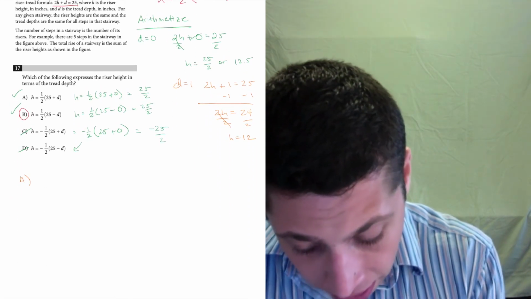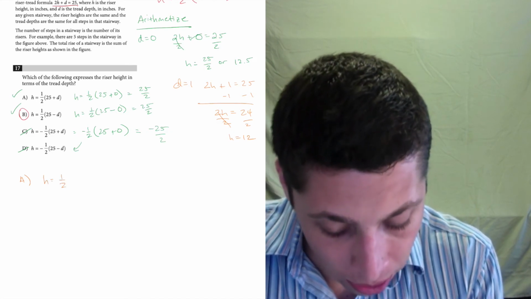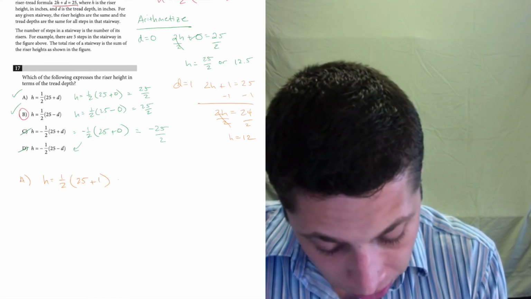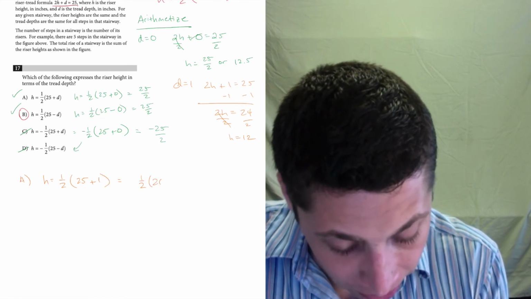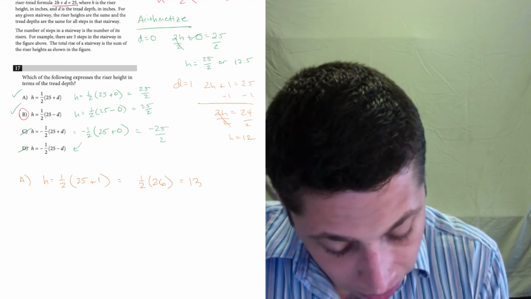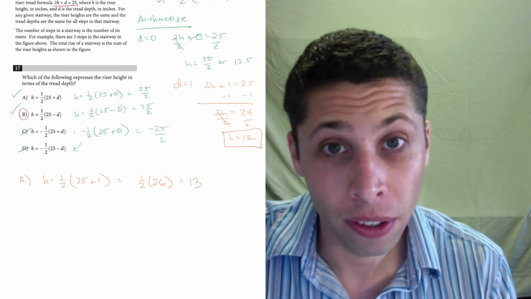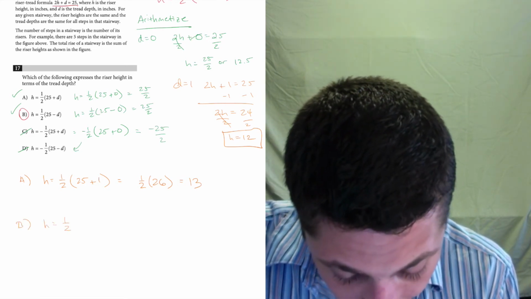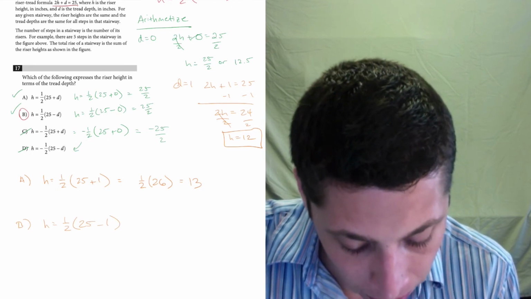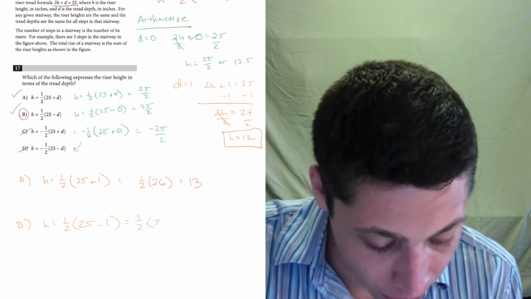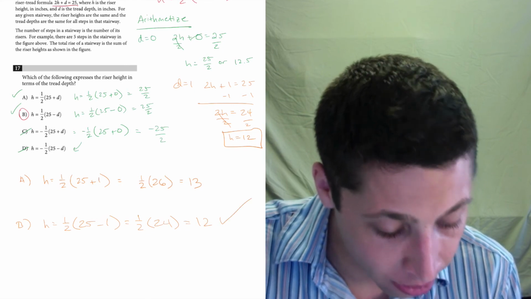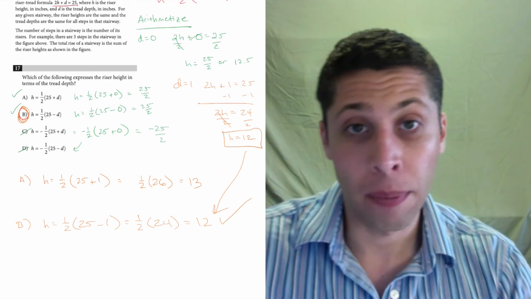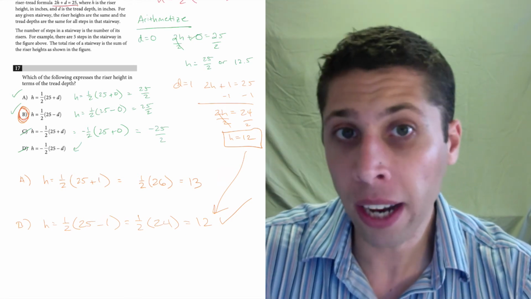If we did choice A, we'd have h is equal to 1/2 (25 plus 1), which is 1/2 of 26, which is 13. But we want h to be 12, so we got a wrong number. Let's try B. h is equal to 1/2 (25 minus 1). 1/2 of 24 is, in fact, 12, what we wanted. So there's more proof that B is the answer. Notice, arithmetizing took longer, for sure.